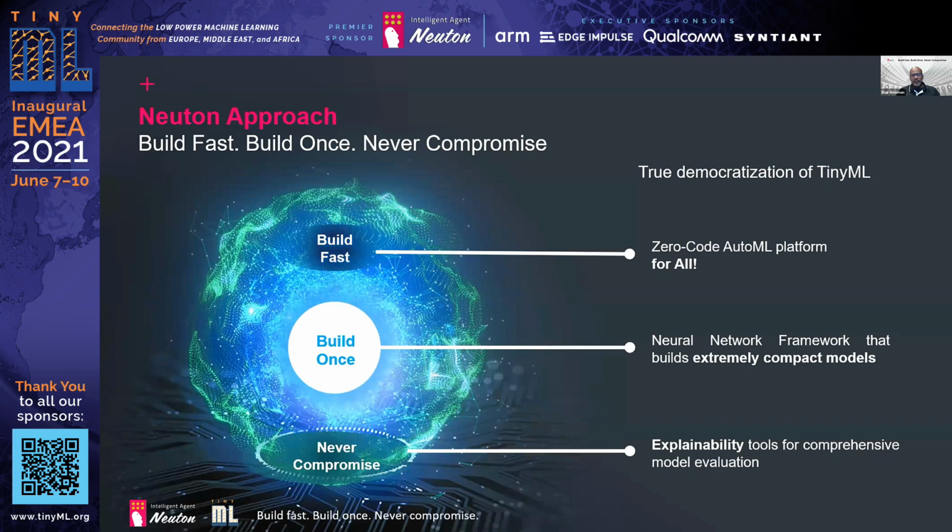And how do we do that? I'll go into detail in just a moment, but one of the things that we do is every model that we build is fit for purpose. We build every model neuron by neuron, one neuron at a time. We don't start with an existing framework and then scale down from there. So our approach, in order to help accelerate and democratize TinyML, is our platform, Newton.